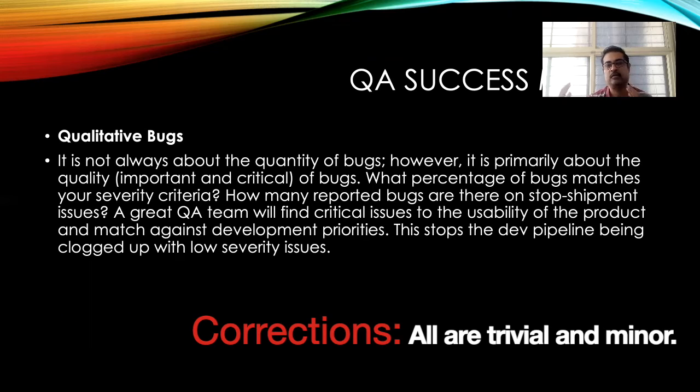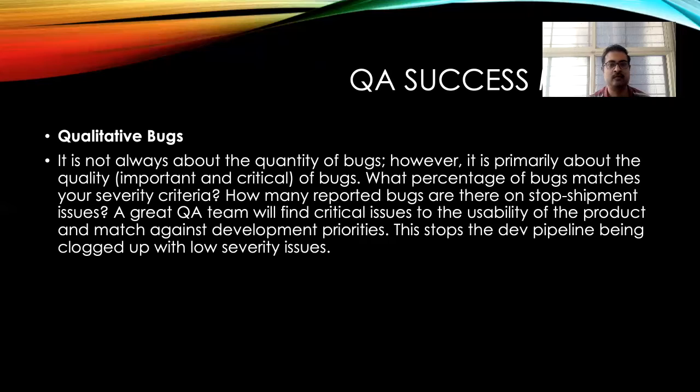Because suppose you report 100 bugs and all are non-trivial or minor, it will clog down the development pipeline and development priorities, because the developer has to go through all the bugs and the reports, then they may reject it, or they will say, okay, it's a low priority and we don't want to fix it now, right? So it's very important that we identify and report blocker, critical, showstopper bugs, and the quality of the bugs is important. And if you miss out good quality bugs and report trivial bugs, that's an issue.